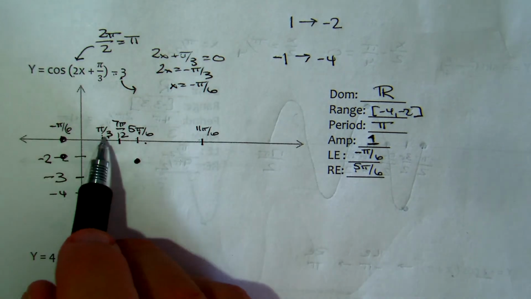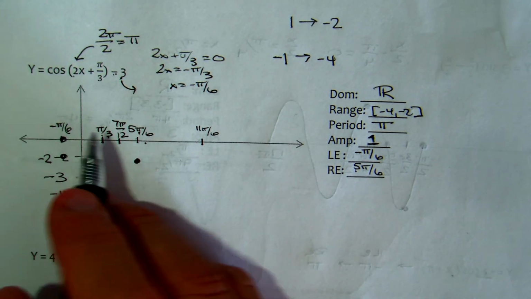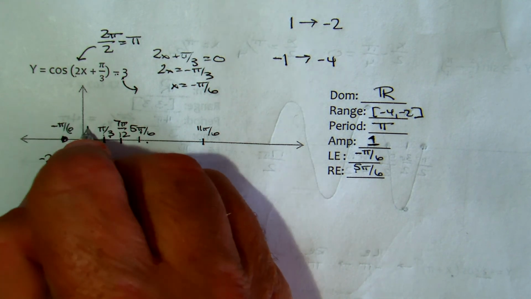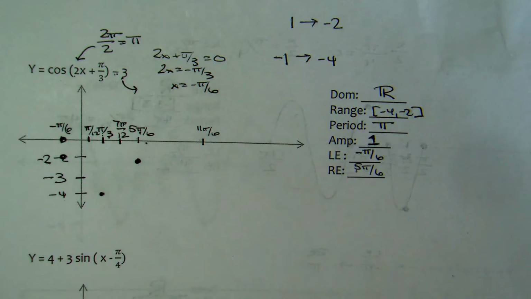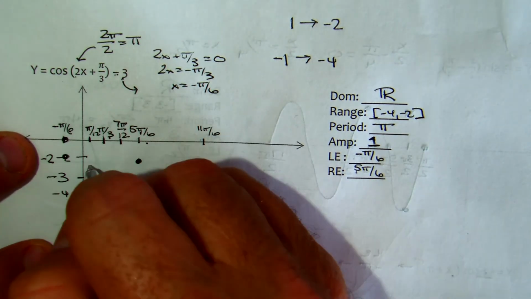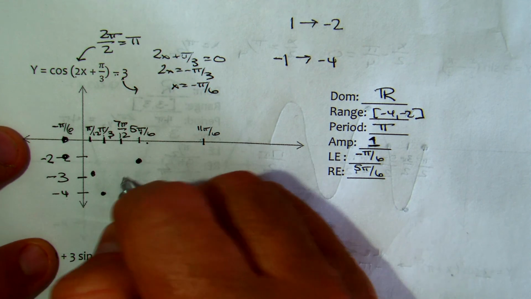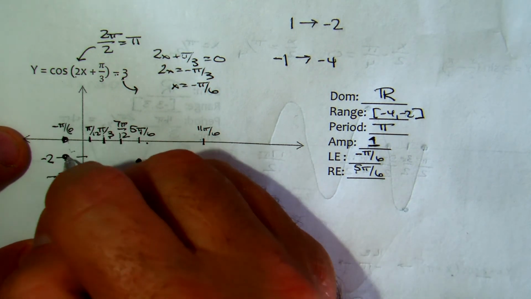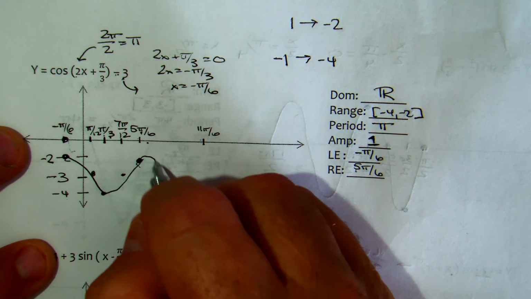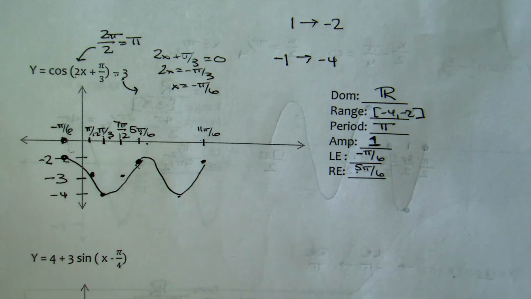Going this way, 2 pi over 6 minus pi over 6 is pi over 6. Half of that is pi over 12. That means at those points I'm going to be at the negative 3. And then again, I just repeat myself to create the other cycle.